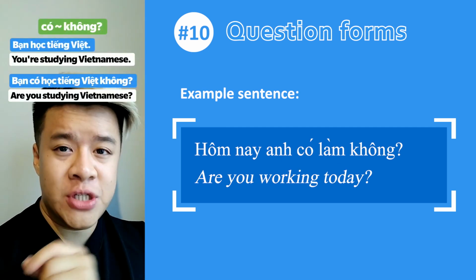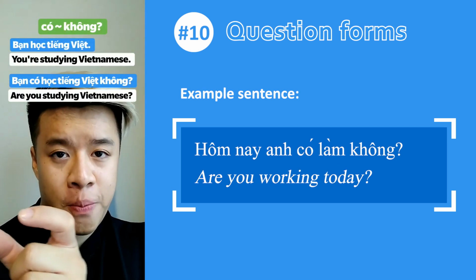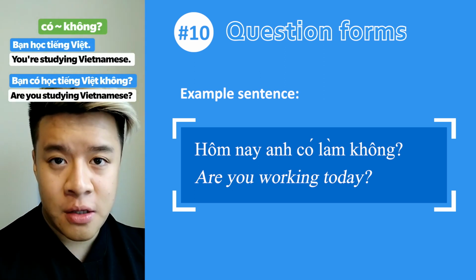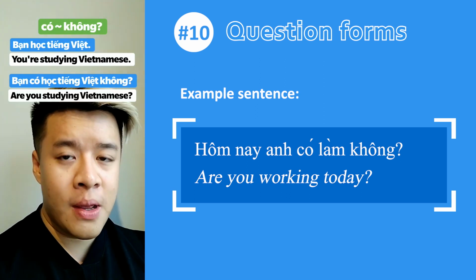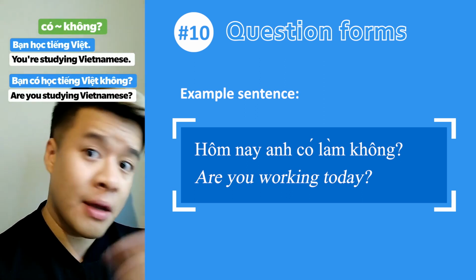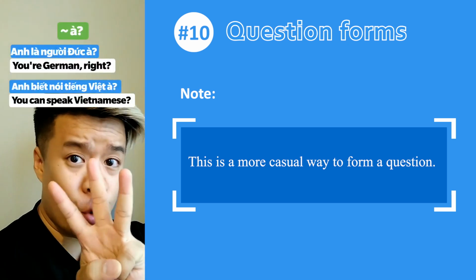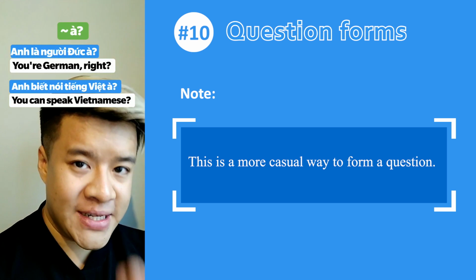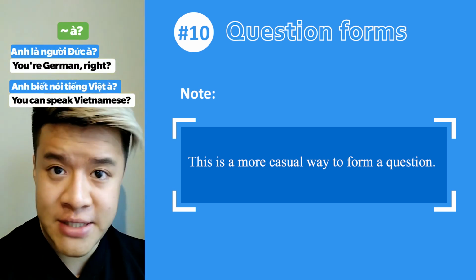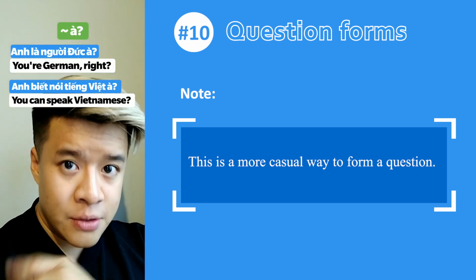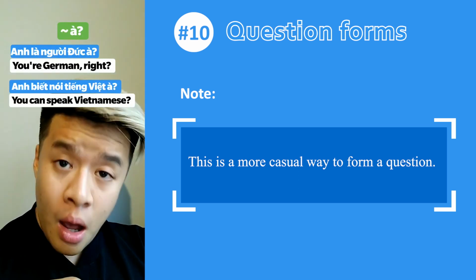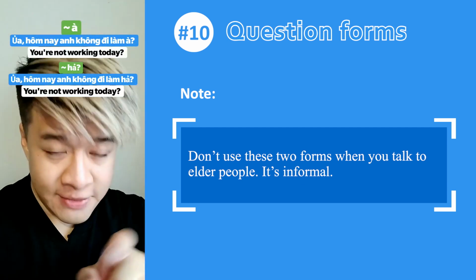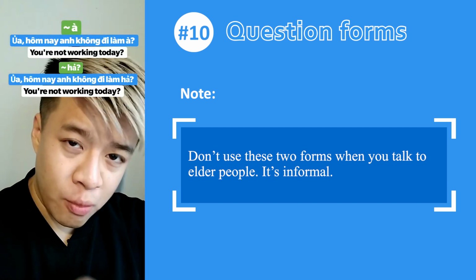Another way to form a question is by adding có in front of the verb and then không at the end of the sentence. For example, bạn học tiếng Việt, you're studying Vietnamese. Now the question form, bạn có học tiếng Việt không? And the third way to form a question is by adding à at the end of the sentence. You use it if you expect a positive answer or if you're surprised. For example, anh là người Đức à? You're German, right? Or anh biết nói tiếng Việt à? You know Vietnamese? So by adding the ending à, that's more an informal way to form questions.